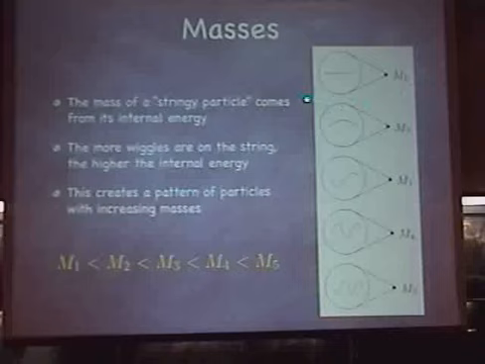And what this means is that if you have a string that doesn't have any waves on it, it has some small amount of mass. If you have a string that has some internal energy, it creates a slightly bigger mass. If you have a string with a little bit more, then it creates a bit more. And what you get is a pattern of increasing mass. So one little string can account for a whole bunch of different particles with different masses because the shape of the string generates different masses.